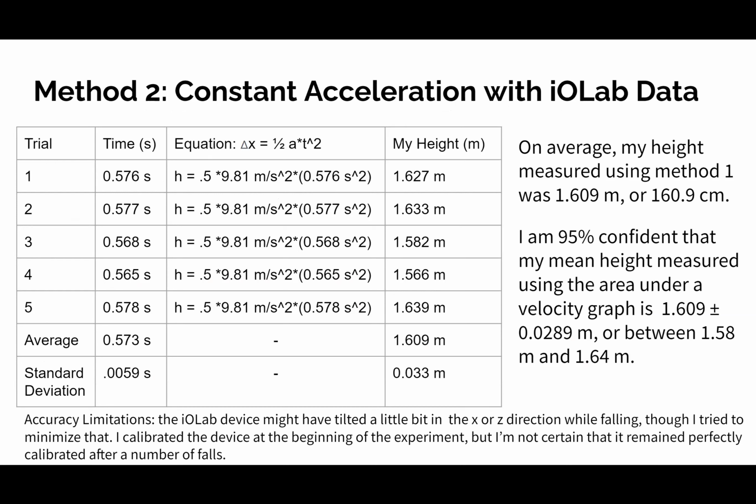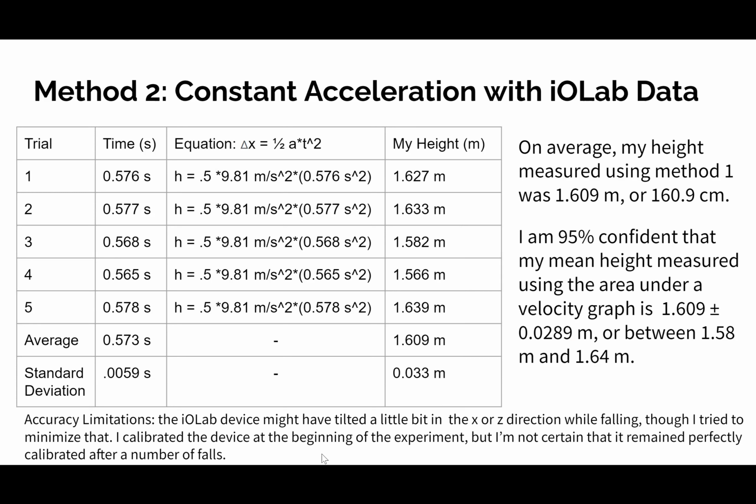You'll notice that I repeated it 5 times. On average, using this method, my height was 1.609 meters, 160.9 centimeters. And if I do a little statistics, I'm 95% confident that my mean height measured using this method is 1.609 plus or minus 0.0289 meters, or between 1.58 meters and 1.64 meters. This is a little bit less precise than the previous method, but I still got a measurement that was within 1 centimeter of my actual height. So I would say it's fairly accurate.